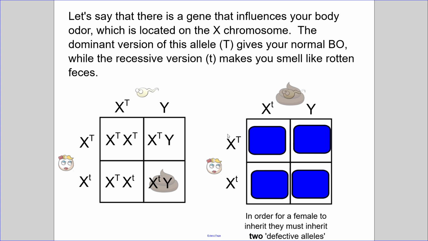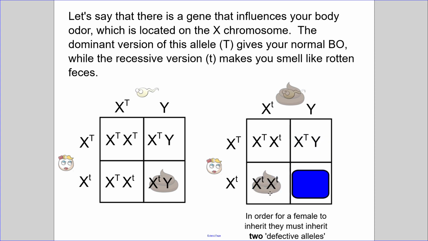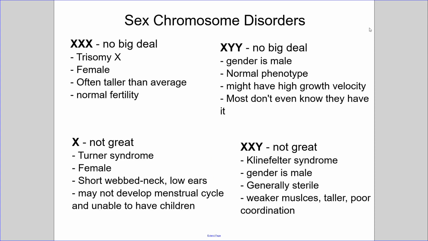So now let's take this carrier female and cross her with a smelly male. So here we would have a carrier female. She would smell normal, but she would carry the allele. Here we have a normal male. Here we have a smelly female because she has a bad copy from dad and a bad copy from mom. And then here's a smelly male. So in order for a female to inherit it, they have to get two defective alleles, whereas a male only needs to get one affected allele because he doesn't have that second backup copy.